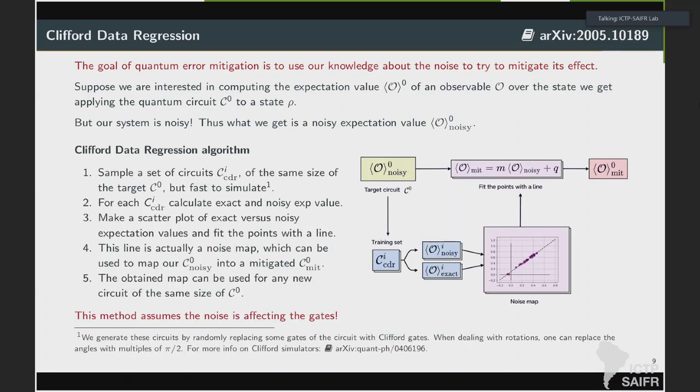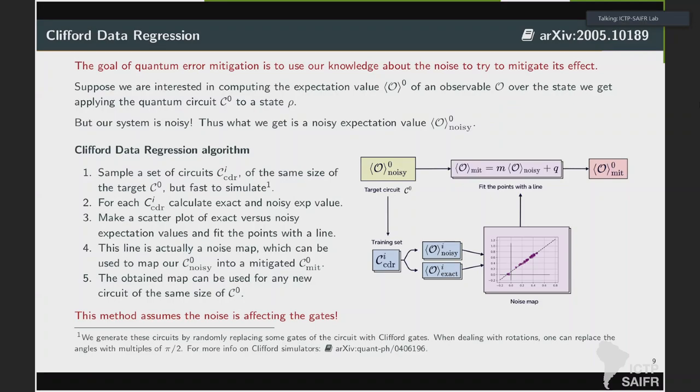Now, the Clifford data regression follows this pipeline here. We define this diagram in which we have our noisy expectation value. And the goal is to find the mitigated expectation value in the red box.